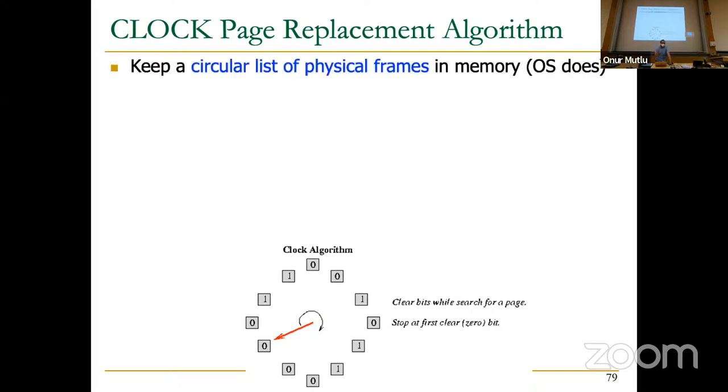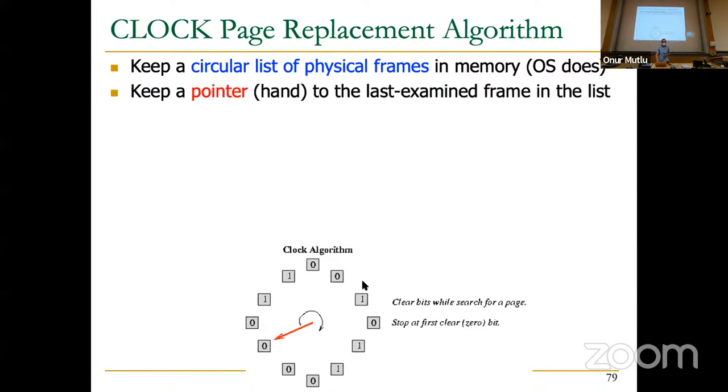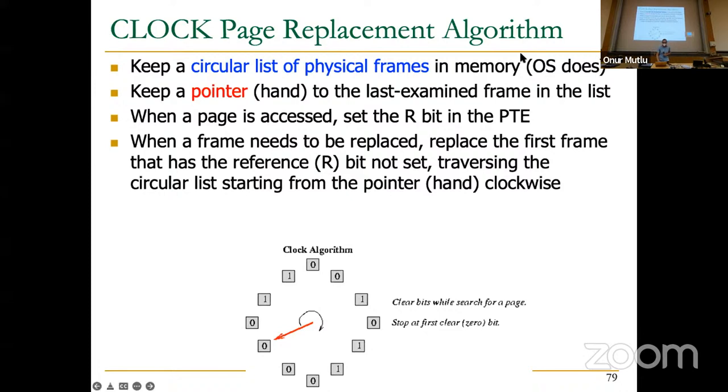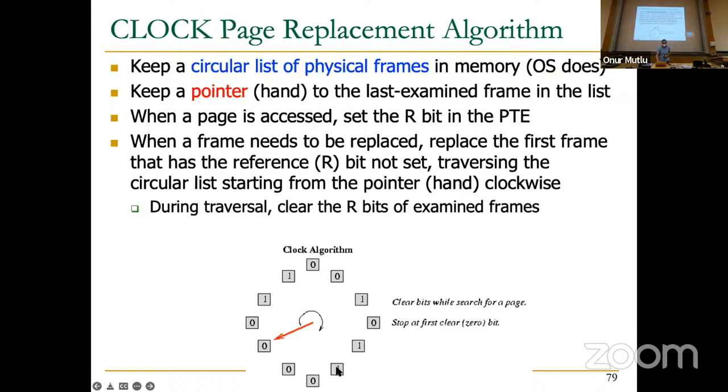Okay, that's the idea. The way it's done is you have a circular list of physical frames in memory. The operating system has this. You keep a pointer, the hand, to the last examined frame in the list. When a page is accessed, you set the R bit or reference bit in the PTE. In x86, it's called the A bit, access bit. It's the same thing, whether or not you recently accessed this page. And when a frame needs to be replaced, you replace the first frame that has the reference bit not set, as I discussed, and you traverse the circular list from the pointer, meaning the hand, clockwise. That's why it's called clock. You can imagine these bits looking like a clock like this. People were creative, as you can see.